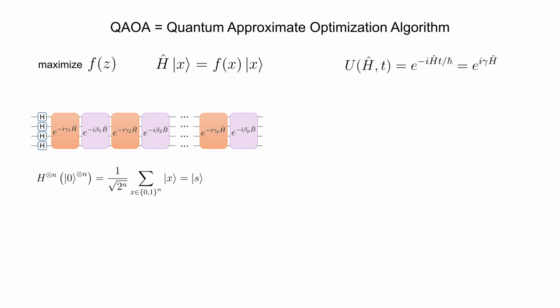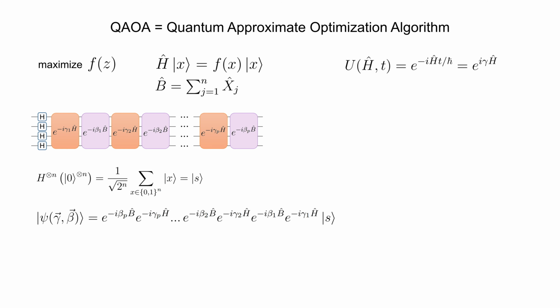Then, we let the system evolve alternatively under two parameterized unitary operators generated by two Hamiltonians, h and b. Here, X_j is a Pauli X operator acting on the jth qubit. The unitary operator associated with the Hamiltonian b is called a mixer, and what it is mixing will be shown in part 4. So, we do it p times to create a trial state.